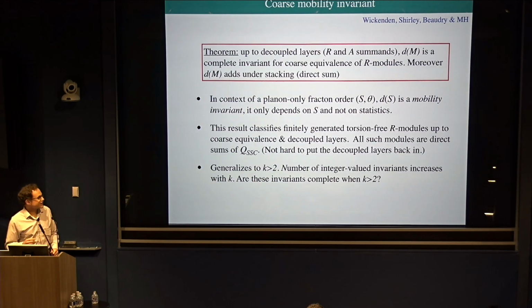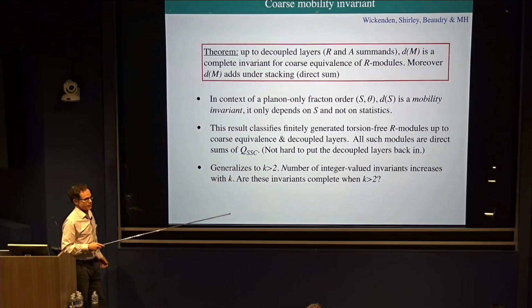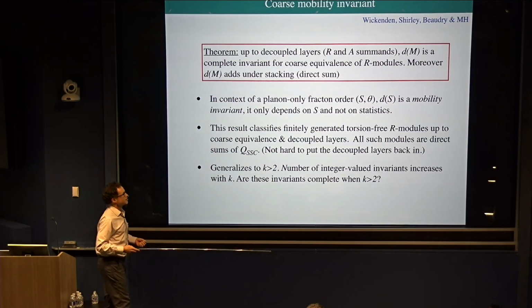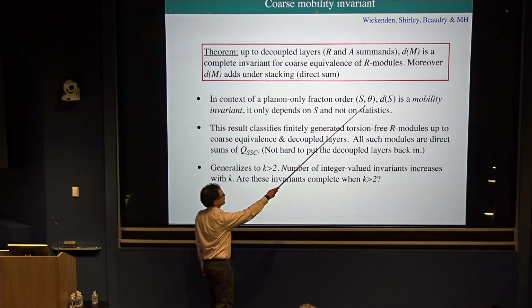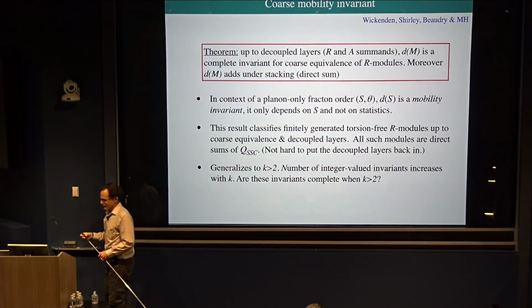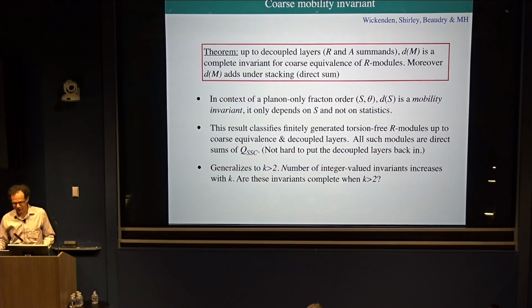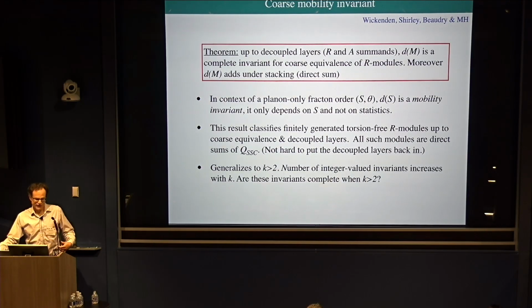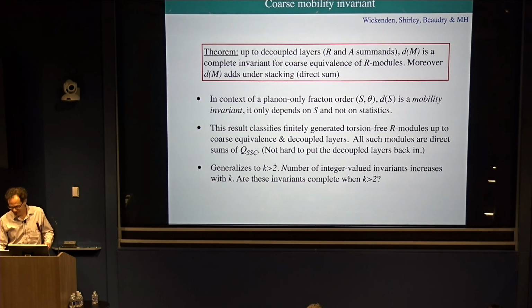Okay, and in the context of a planon-only fracton order, this is what we would call a mobility invariant, because it doesn't know about the statistics at all. It only cares about S. And I always thought it was kind of amazing that in these planon-only fracton orders, where everything is a planon, there is even an interesting mobility invariant. But there is one, okay?